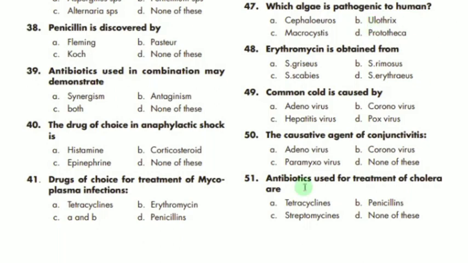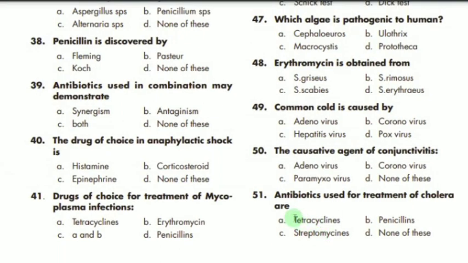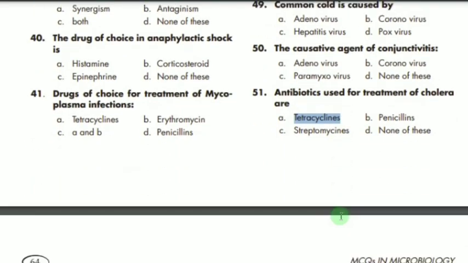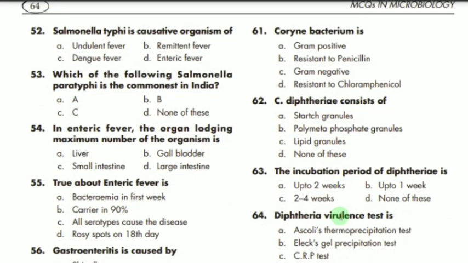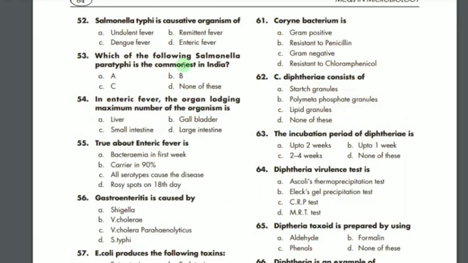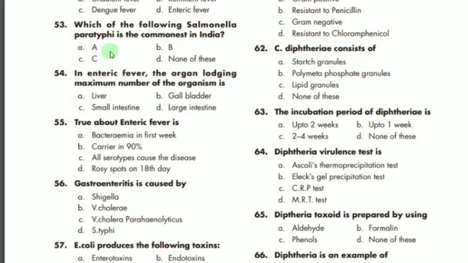So this says that the antibiotic used for the treatment of cholera is tetracycline. Tetracycline antibiotics are the most used antibiotics for cholera. MCQ number 52 says that Salmonella typhi is the causative organism of enteric fever. 53 MCQ says that which of the following Salmonella paratyphi is the commonest in India. Mostly in India, paratyphi A is the commonest type of Salmonella.